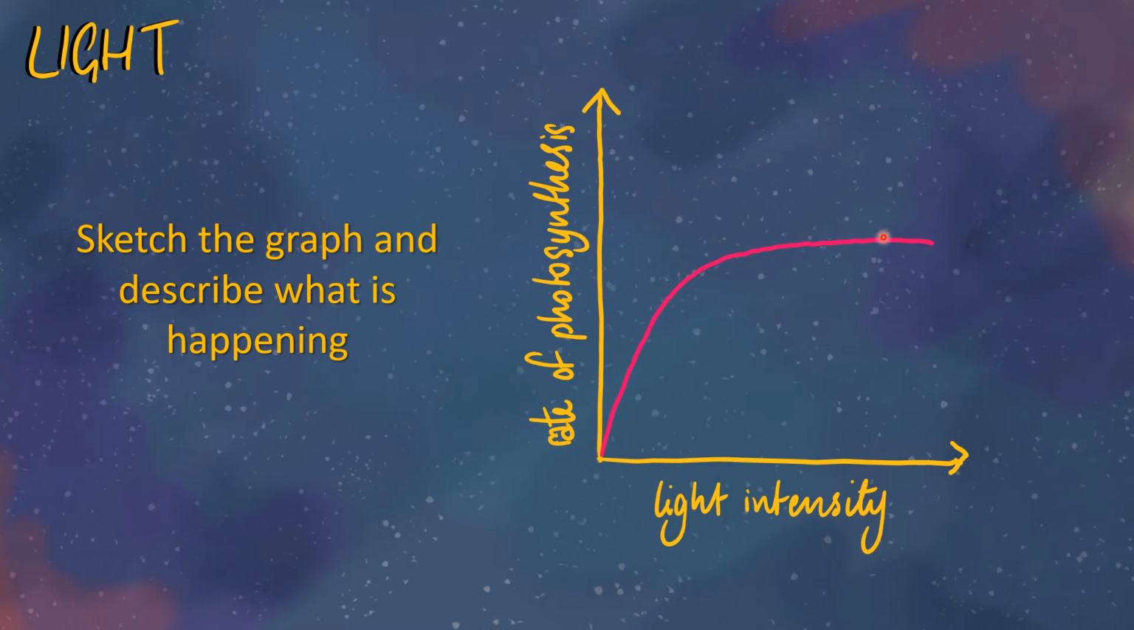So when it gets to this point, it means that something else is limiting photosynthesis. Light intensity at this point, that's as much light as it needs. Okay, so it increases to a point and then it evens out because it's got enough light. So I want you to sketch that out, please, and I want you to describe what is happening.